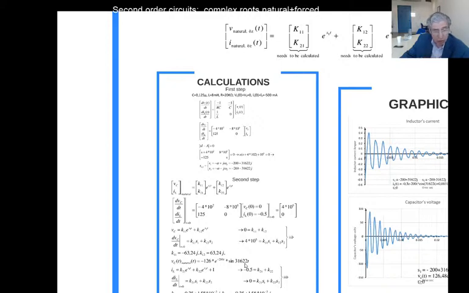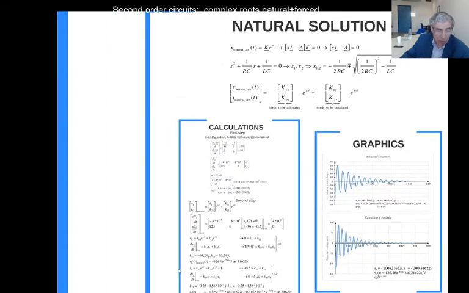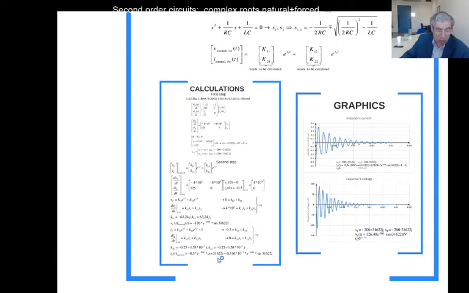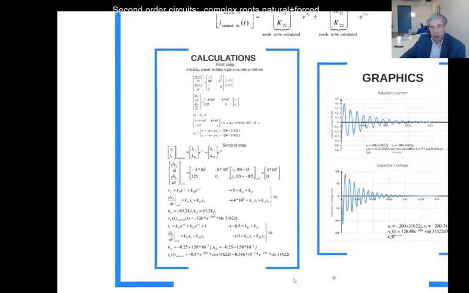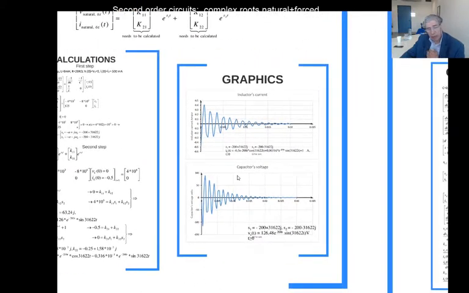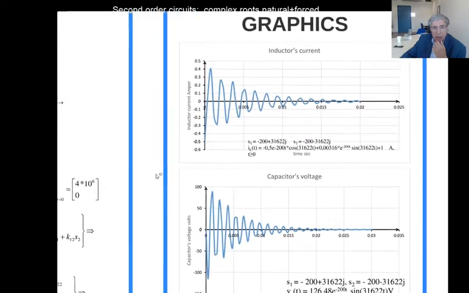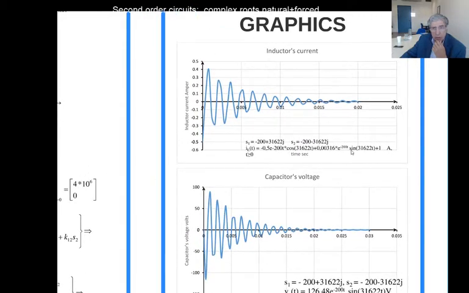And then we're going to repeat it for the inductor current, finding the inductor current parameters, which are K21 and K22. So the resulting function is this natural solution. On the left hand side, these are MATLAB results for this differential equation calculation. So this function here is the inductor current change.